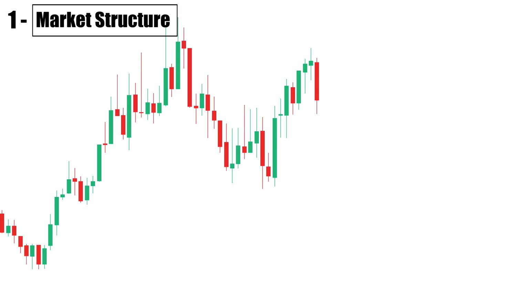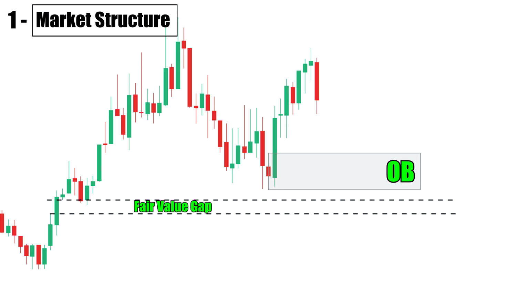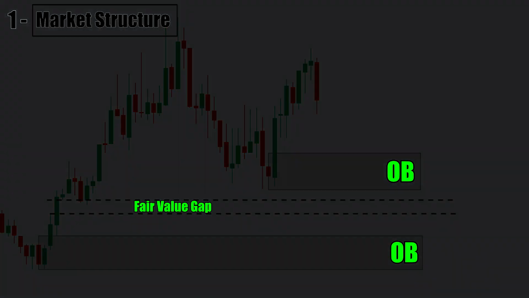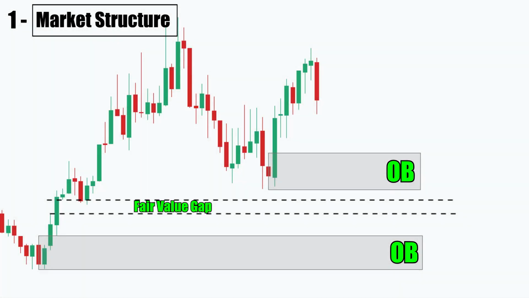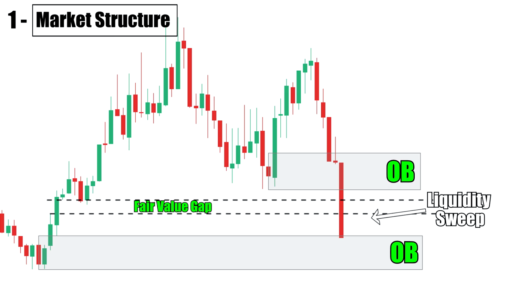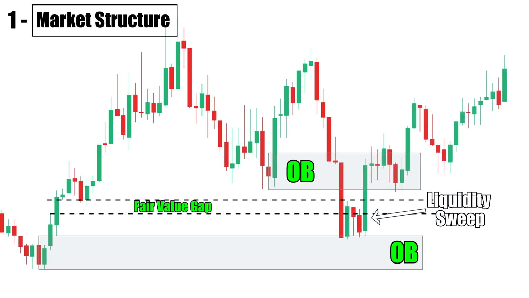Take a look at this example. We've identified a valid order block that presents a potential long setup. But if we examine the price action to the left, we can see a clear gap between candles just beneath this order block, along with another valid order block zone lower down. This creates a likely scenario. Price may move down to fill that gap, sweep the liquidity below the first zone, and then bounce off the second order block to continue the upward move.